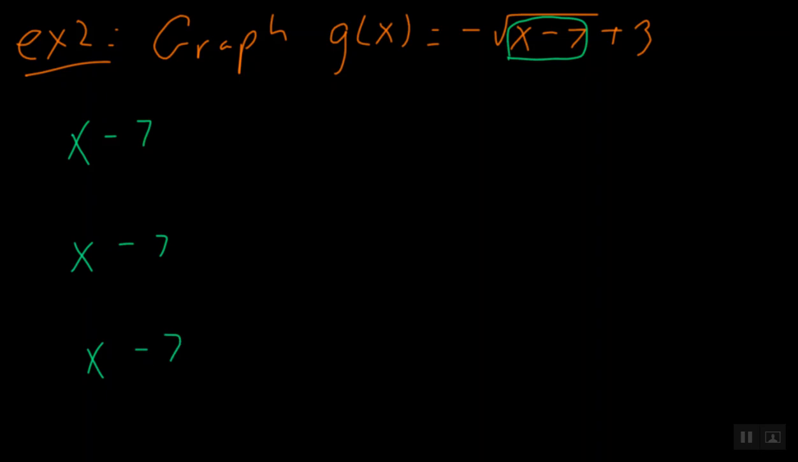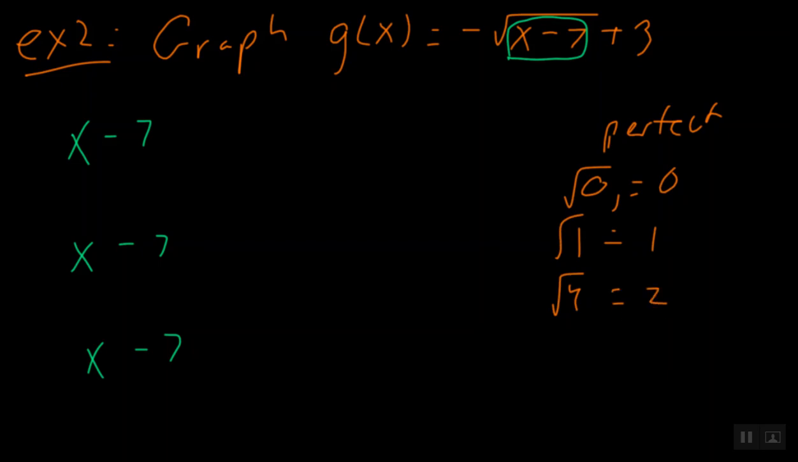And the next thing I want to ask myself is, what do I want to set each one of these to? What are my perfect squares? My perfect squares are 0, because the square root of 0 is 0. There's 1, because the square root of 1 is 1. There's 4, because the square root of 4 is 2. We could continue on. There's 9, the square root of 9 is 3, and we could even go as high as 16. The square root of 16 is 4.